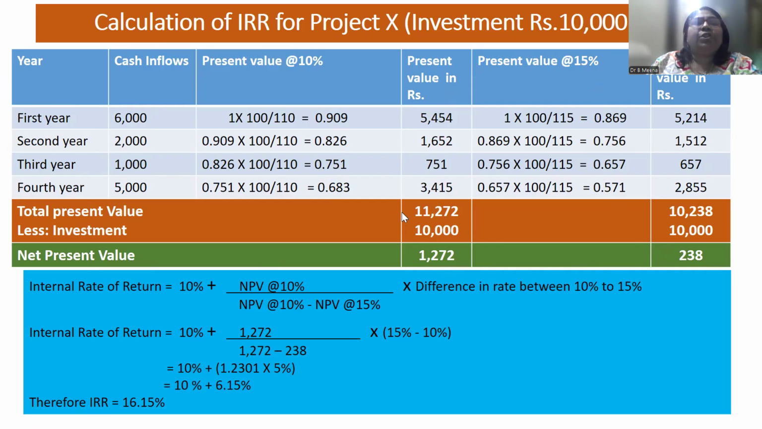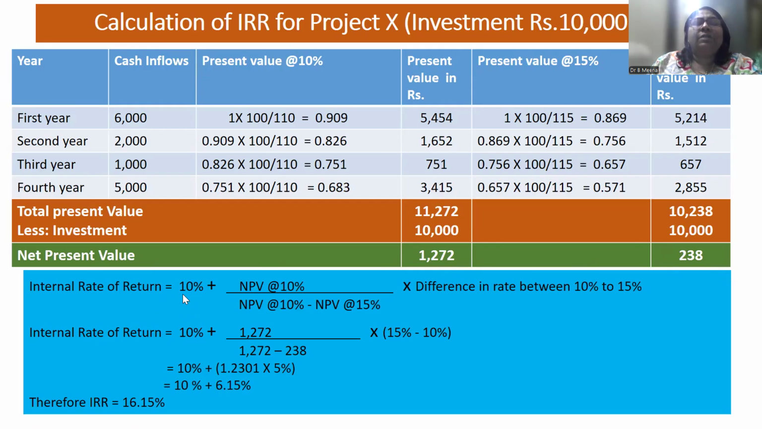So get the summation for both the 10% as well as the 15%. That is your total present value. Compare with your investment of 10,000. Then what is the net present value? Once you calculate the net present value, apply it in this formula to calculate the IRR.